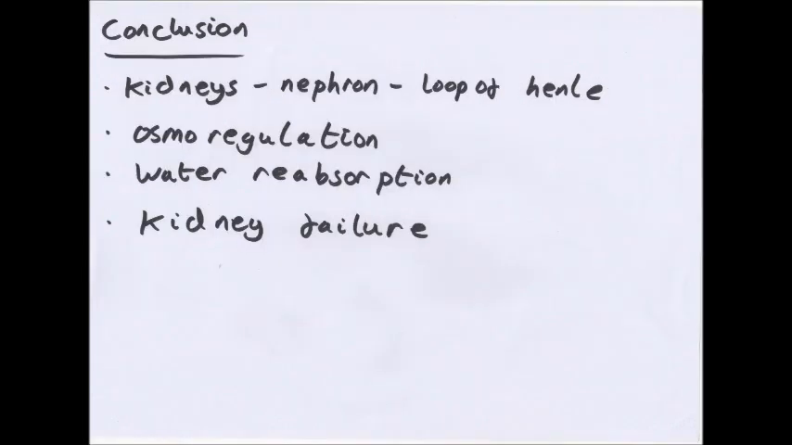So that's all. And in conclusion, you have kidneys. There are millions of nephrons in there, and part of the nephron is the loop of Henle, which is responsible for water reabsorption. You have osmoregulation, which is the control of how much water is reabsorbed. And if you have a problem with your kidney, this can lead to kidney failure, where you cannot work your kidney, and you'll end up getting many problems and it will lead to death.